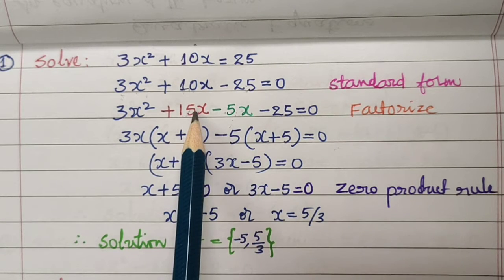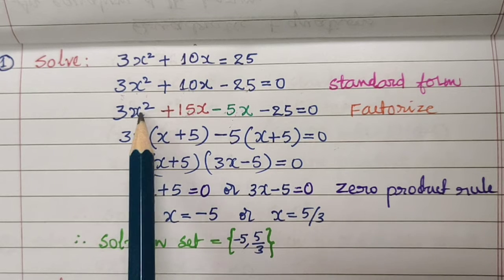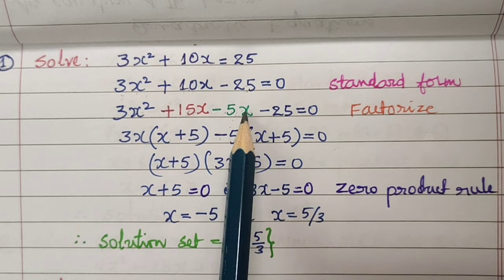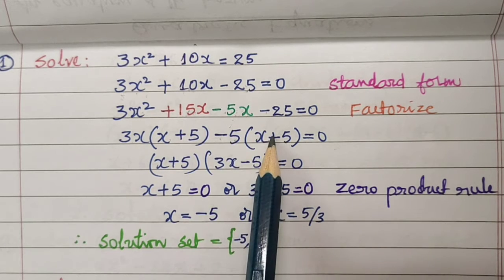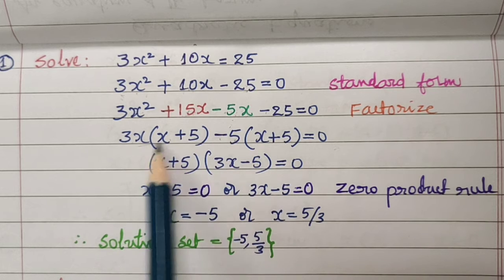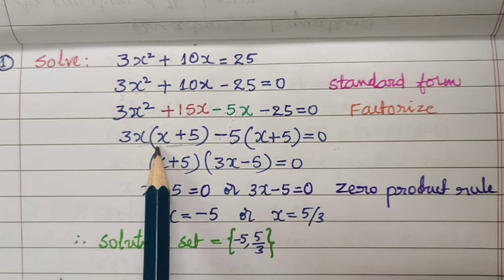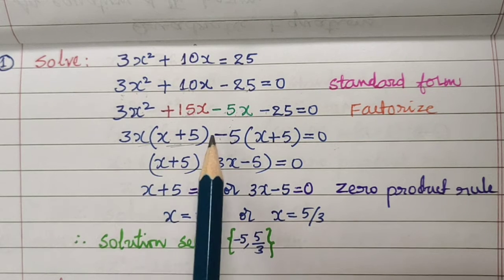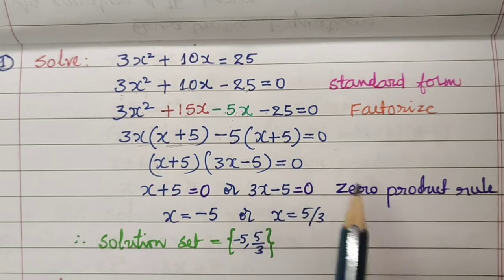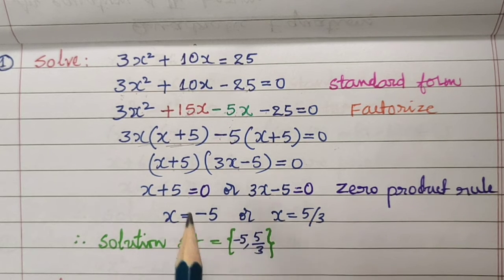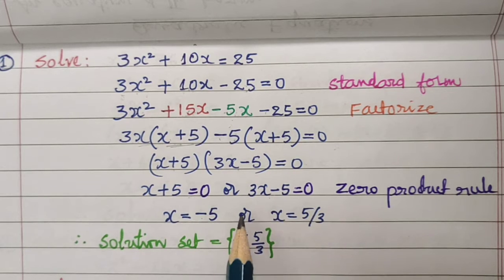So you take 3x common here: 3x² + 15x - 5x - 25 = 0. Taking 3x common from the first two terms and -5 from the last two gives 3x(x + 5) - 5(x + 5) = 0. Out of these two, you take out x + 5 as common, and we are left with (x + 5)(3x - 5) = 0. By using the zero product rule, you equate each factor to 0. After solving, we got x = -5 or x = 5/3. Therefore, the solution set is {-5, 5/3}.